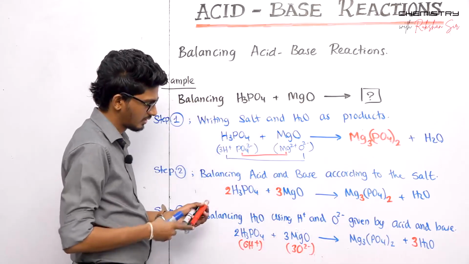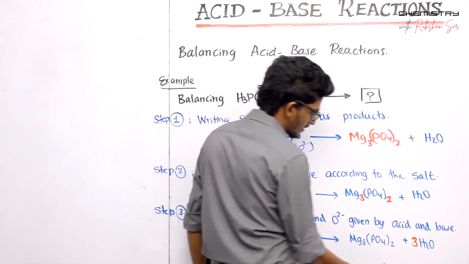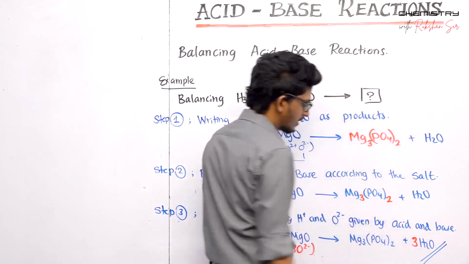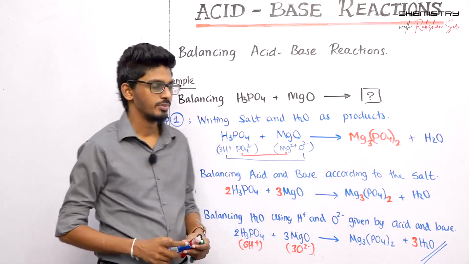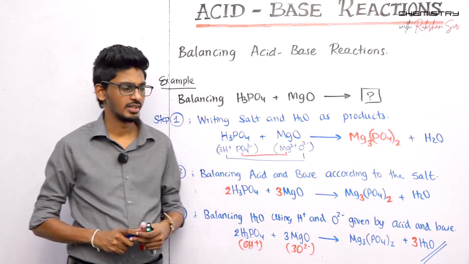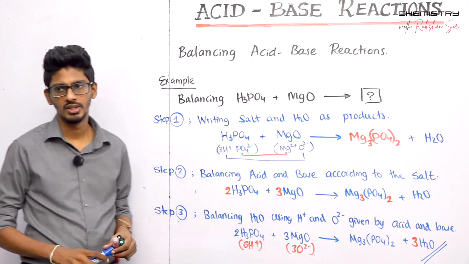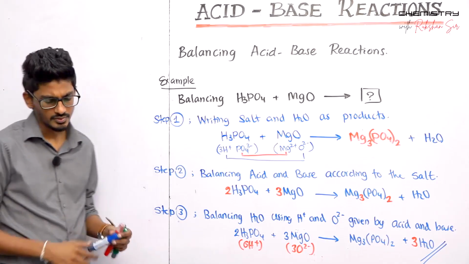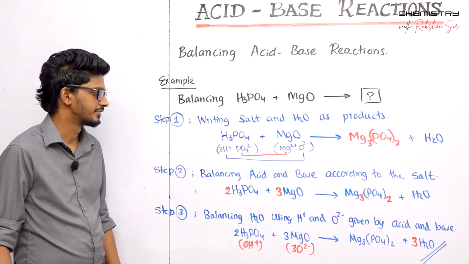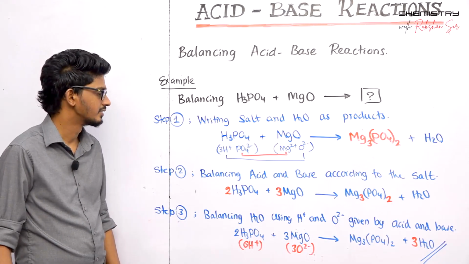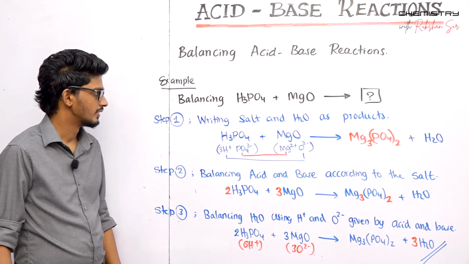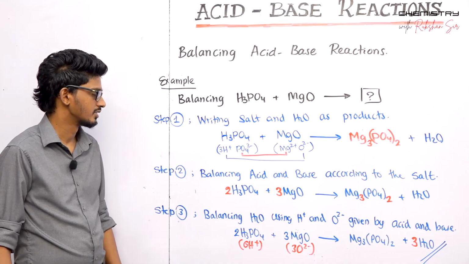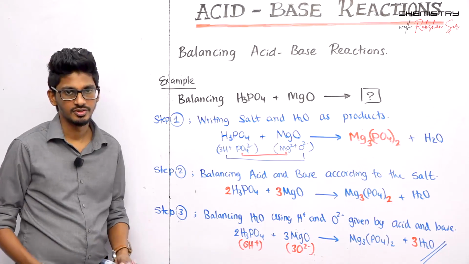So that is your balanced chemical reaction for the reaction between H3PO4 and magnesium oxide, right? Things are clear, okay? Let's use this knowledge we have just gathered to do a chemical calculation question related to the acid-base reactions.